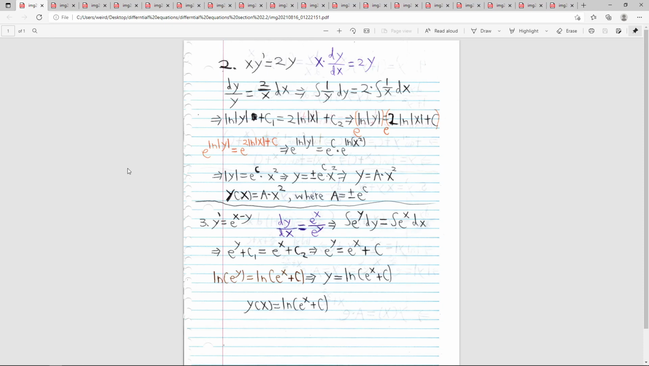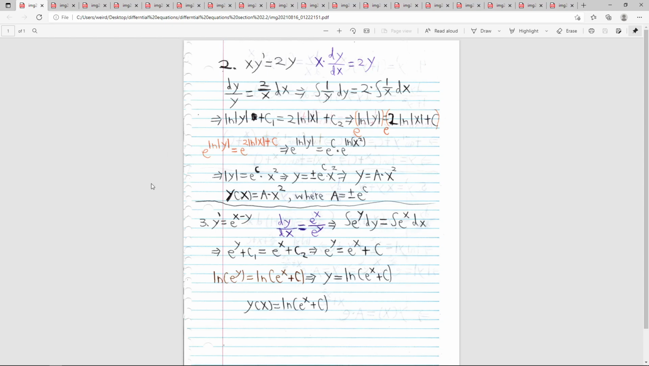So this one is very similar. It's xy prime equals 2y. So x times dy/dx equals 2y, and you separate them out. You divide by x on both sides, and you divide by y on both sides. So that's why it's dy over y equals 2x divided by x dx. And especially when we're having stuff, you want to keep y somewhat simple, because of the absolute values and stuff.